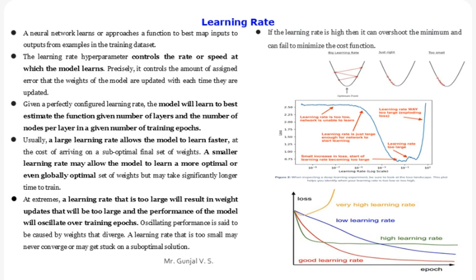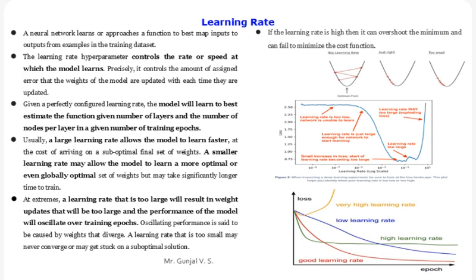A neural network learns or approximates a function to best map inputs to outputs from examples in the training dataset. The learning rate hyperparameter controls the rate or speed at which the weights of the model are updated during training. Given a perfectly configured learning rate, the model will learn to best estimate the function given the number of layers and the number of units in each layer.